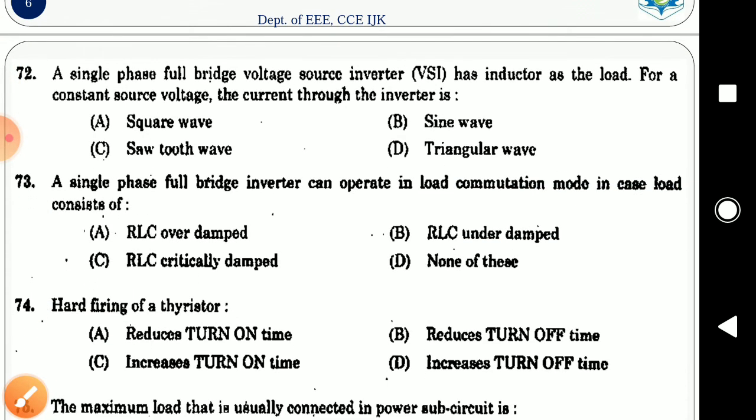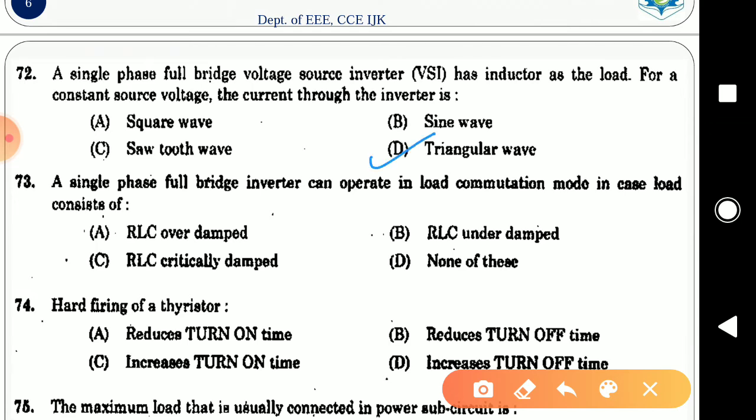Next question 72. A single phase full bridge voltage source inverter has inductor as the load for a constant source voltage. The current through the inverter is. We are asking the shape of the current through the inverter. The correct answer is triangular wave.